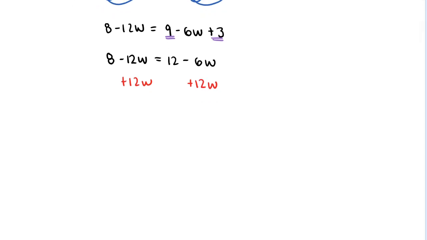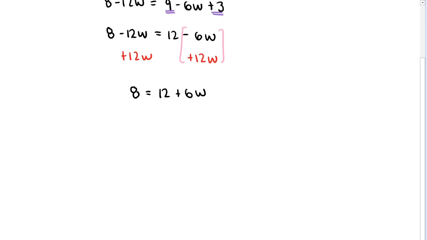Well, 8 minus 12w plus 12w, whatever number 12w represents, if I subtract it and then add it, those are going to undo each other. I'm just going to get left with 8 on the left. And then on the right, well, we have 12, we have minus 6w plus 12w. These are like terms here. And we can add them together as, well, minus 6 plus 12, that's plus 6 sets of w.